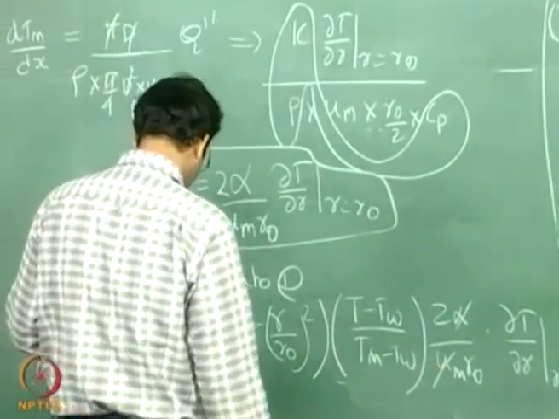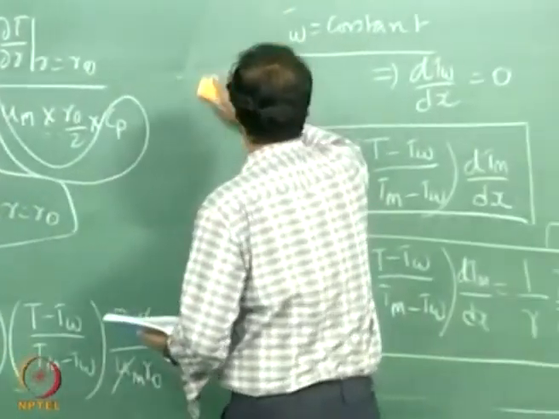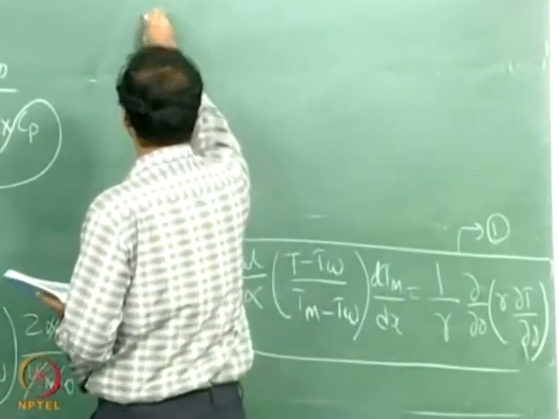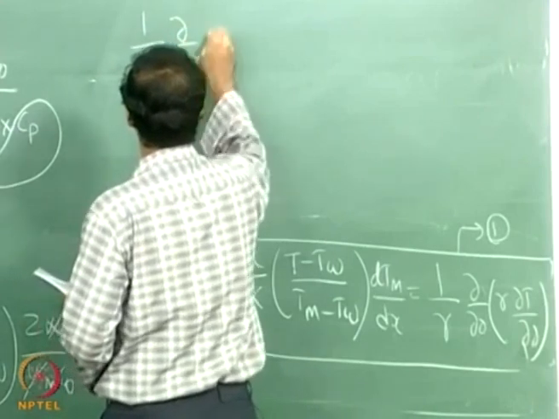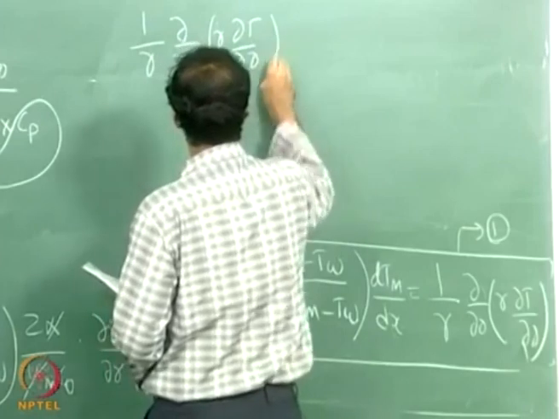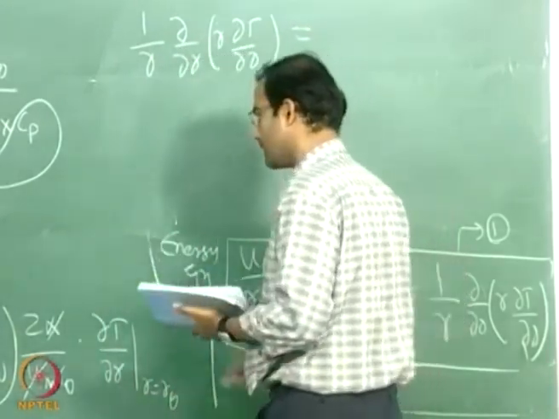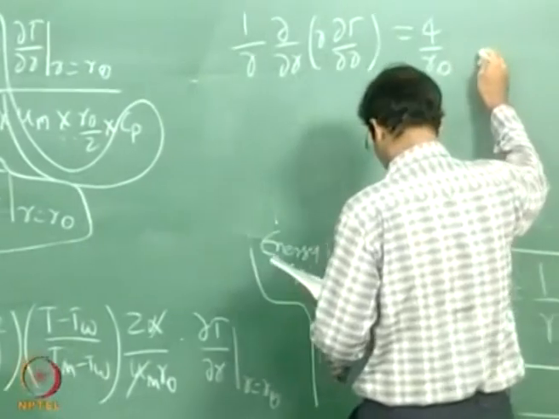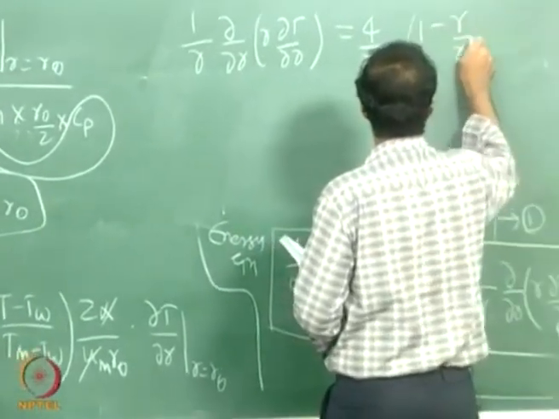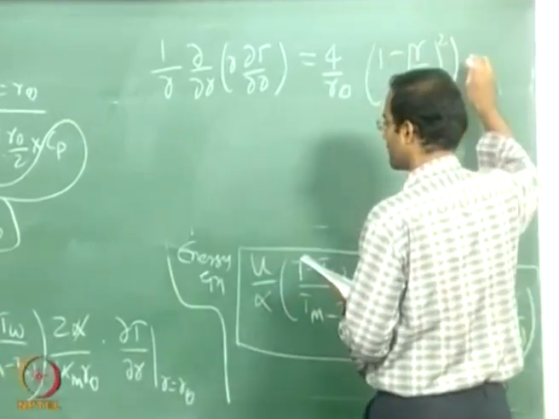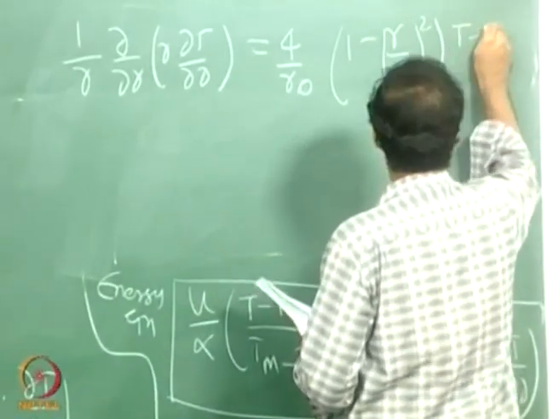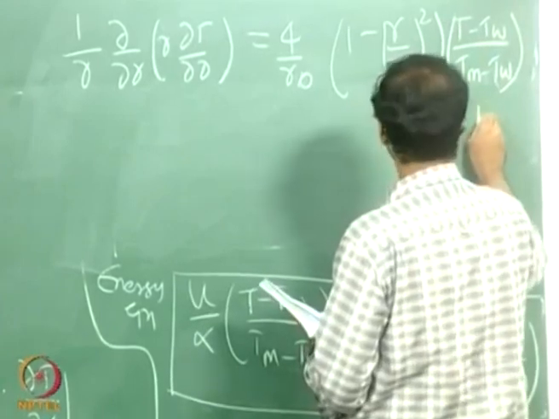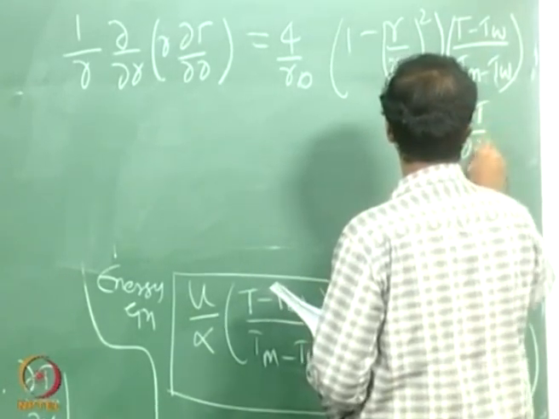So therefore your final expression which you have to solve will be 1 by r d by dr of r dT by dr, that should be equal to 4 by r naught, 2 into 2, 4 divided by r naught into 1 minus r by r naught the whole square, into T minus T wall by T mean minus T wall into dT by dr at r equal to r naught.